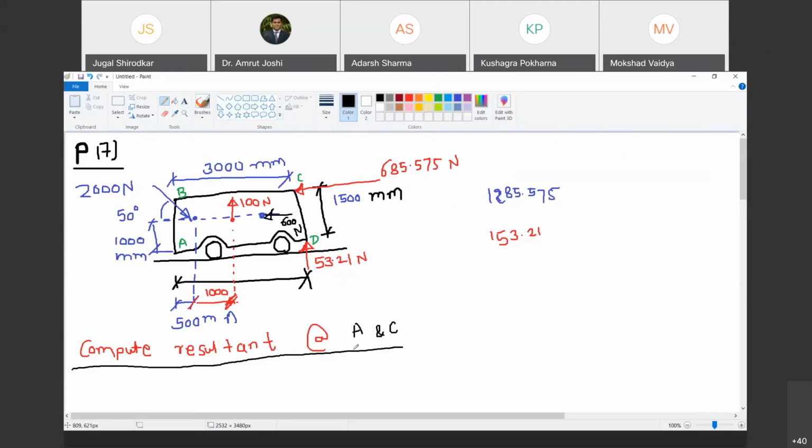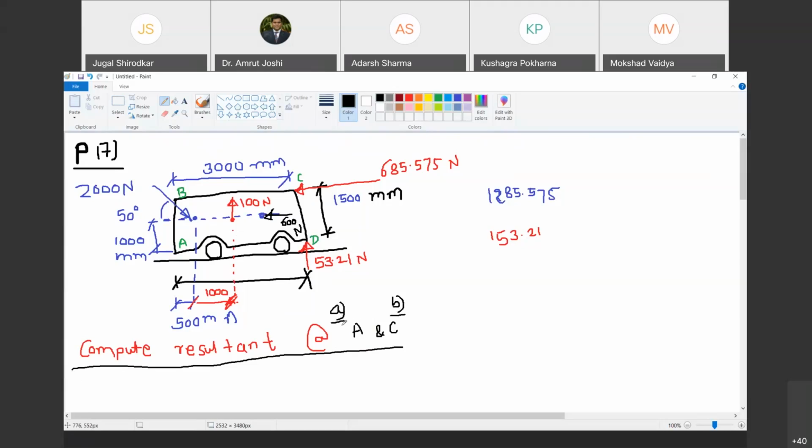So as we have seen in the last class, when I ask you to find out the resultant at A or resultant at C, it is typically going to be a force and couple system. Force भी रहता है और moment भी रहता है. Do you agree with me? So it has two parts. Part A of problem number 17 is compute the resultant at A, and part B of the problem number 17 is compute the resultant at C. Are you with me?